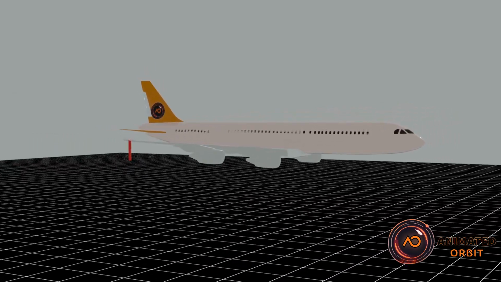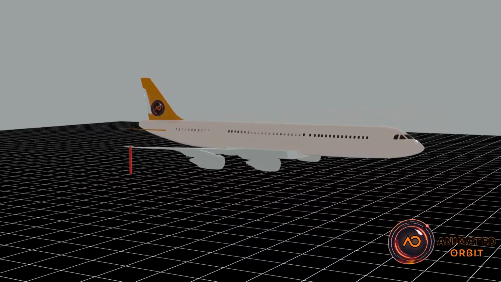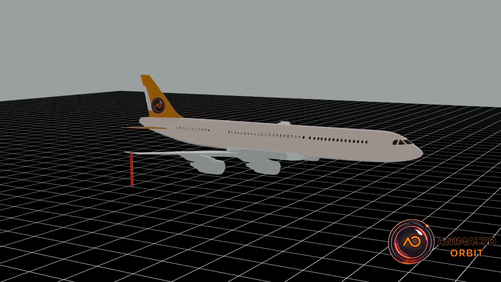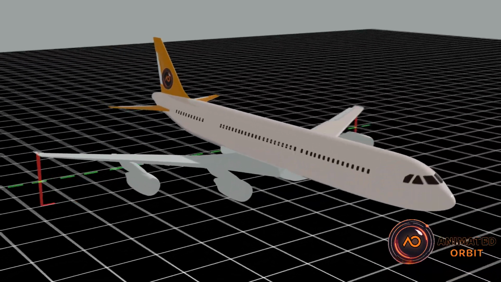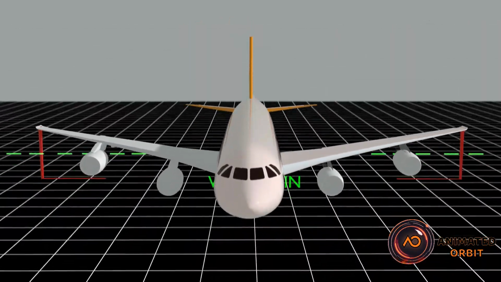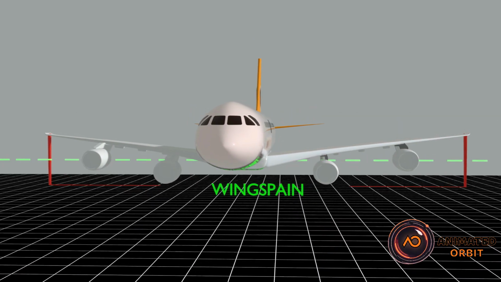Wingspan: the wingspan is the total distance from one wingtip to the other. It determines how much air the wings interact with, affecting lift and efficiency. Example: gliders have long wingspans for high efficiency, while fighter jets have shorter spans for agility.